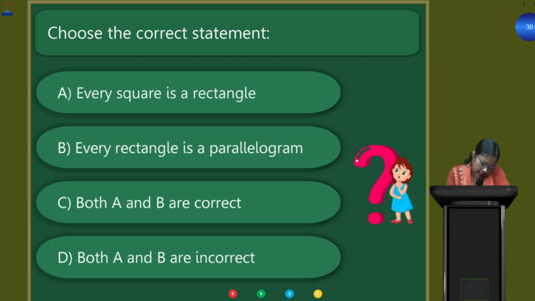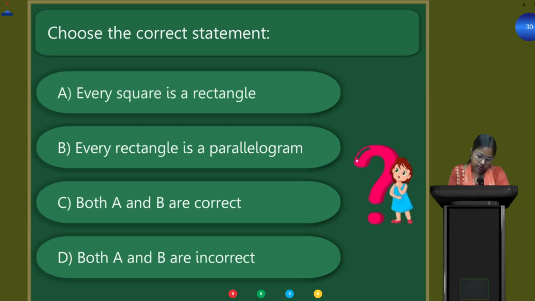I am giving you 30 seconds. All of you try to answer this question. You have to choose the correct statement. Whether every square is a rectangle, if it is correct, yes. Next, B: every rectangle is a parallelogram. Whether it is yes or no, you check. If you think both are correct statements, then you have to choose option C, that means both A and B are correct. And if you think both are wrong, you have to choose option D, that means both A and B are incorrect.